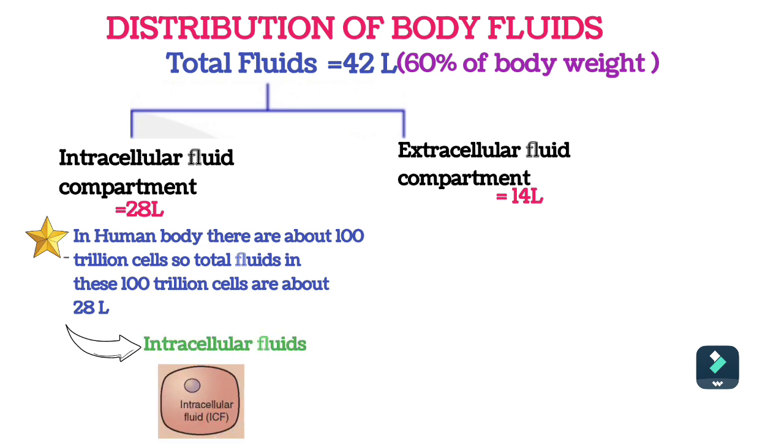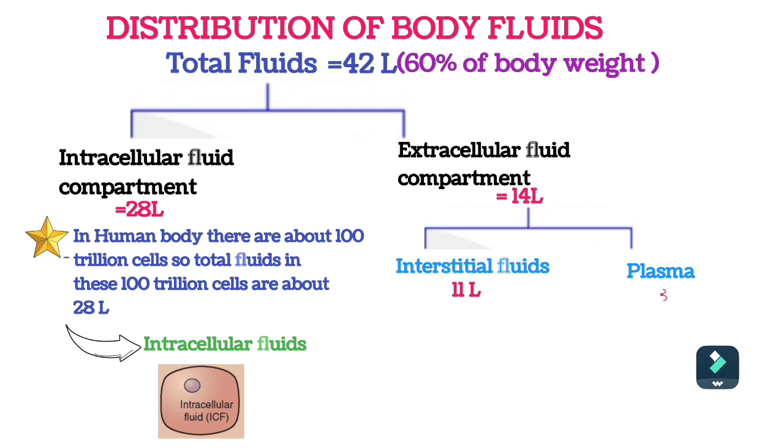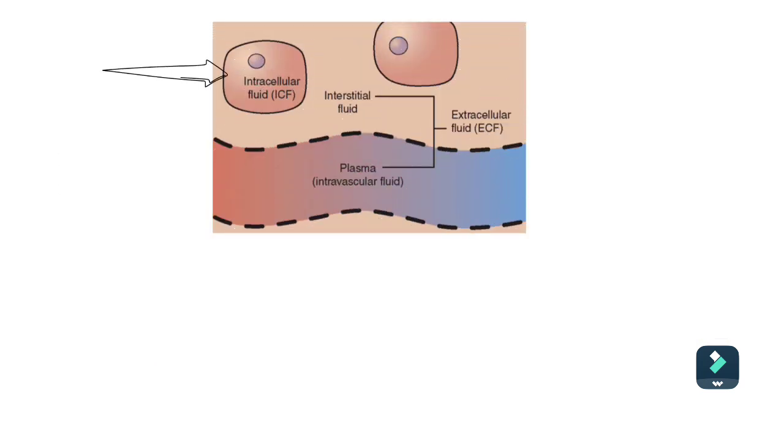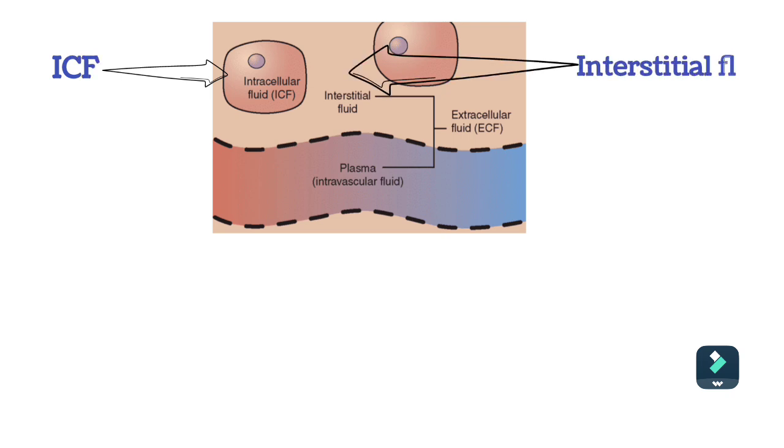Extracellular fluids are further divided into two types: interstitial fluids and plasma. Interstitial fluids are 11 liters, and plasma is about 3 liters. Interstitial fluids are the fluids between cells, while plasma is the fluid part of blood. In this diagram, the different fluid compartments are shown: intracellular fluids, the fluids inside the cells; interstitial fluids, fluids between cells; and plasma, present inside the vessels.